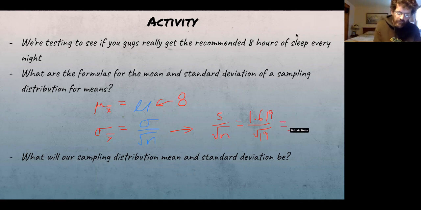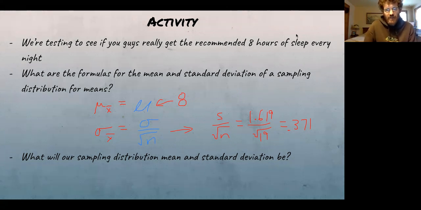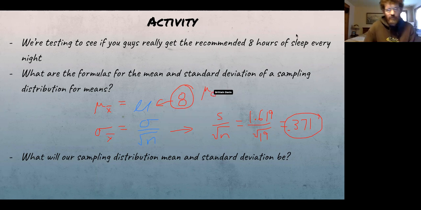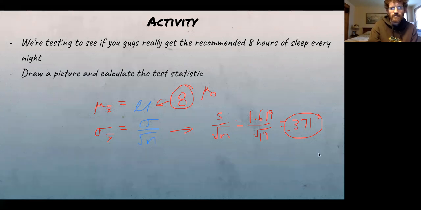I'll just put it to 3. You could keep going, 0.3714 and so on. But there we go. That's what I got. Hopefully you guys got the same. So when it says right here, what will our sampling distribution mean and standard deviation be? Well, here's the mean, here's the standard deviation. We had to calculate the standard deviation, but the mean we're just using, we could call it mu sub naught, because it's our null hypothesis. Okay. So we good with that? I'll assume so.